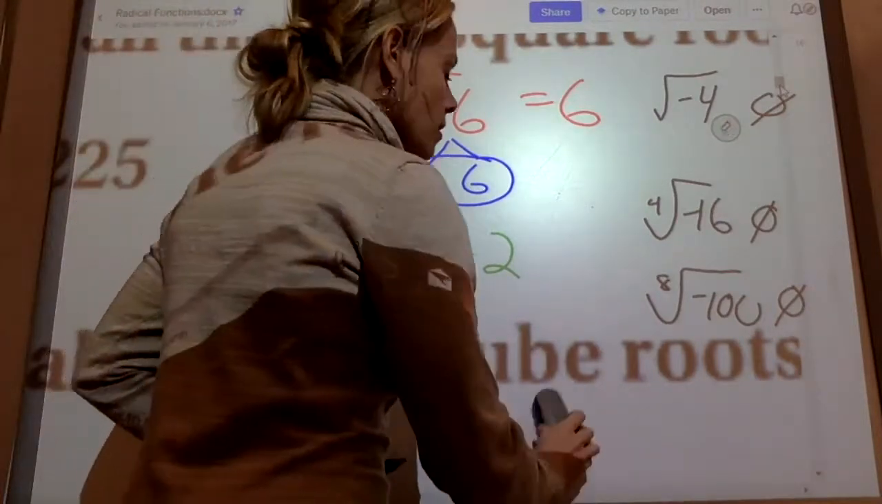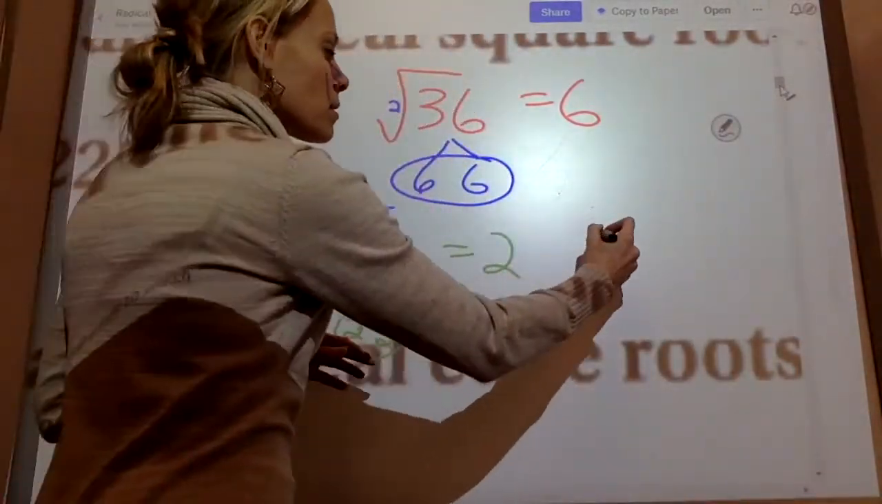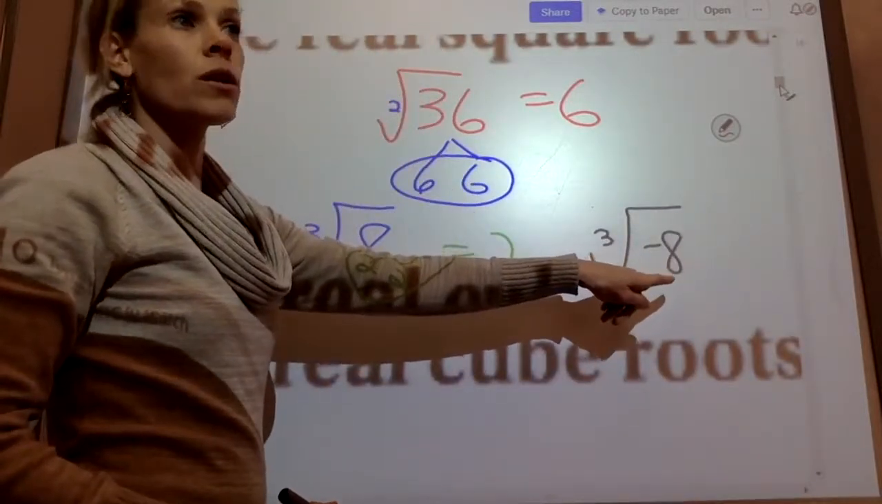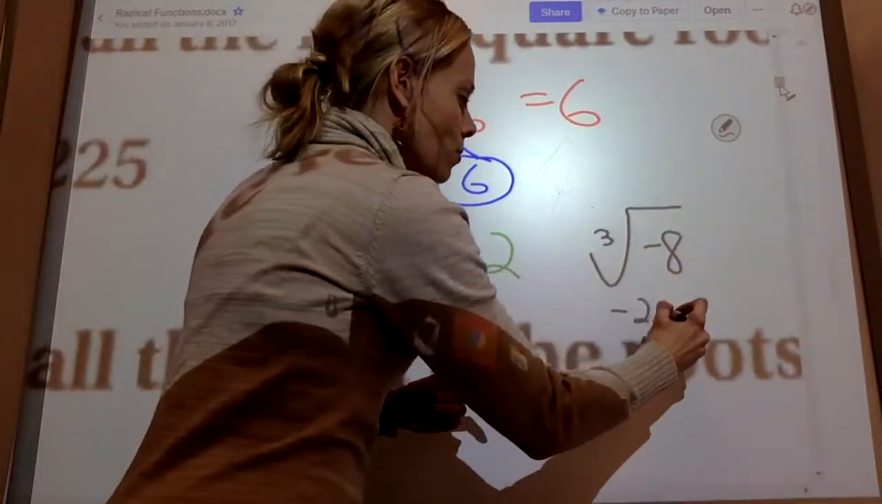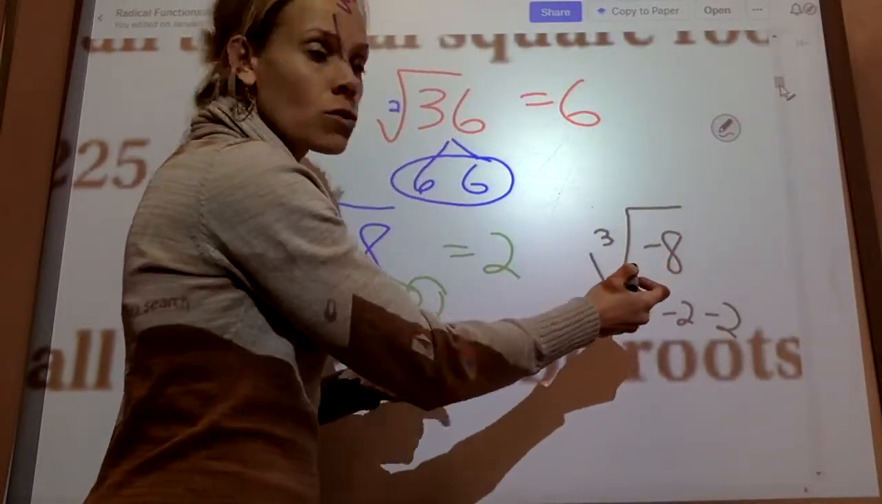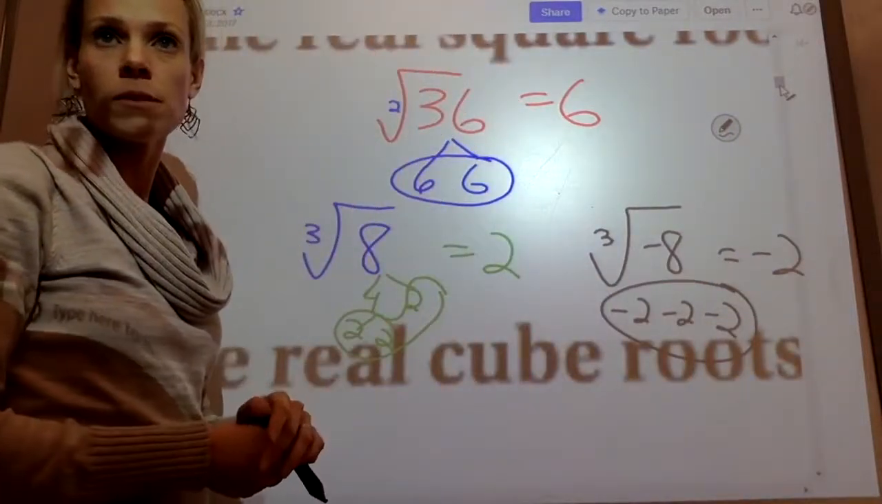And the reason is because if I have an odd degree, let's say cube root, of a negative number, you can do 3 negative 2's and get a negative 8. So you can cube root a negative number and you get a negative answer.